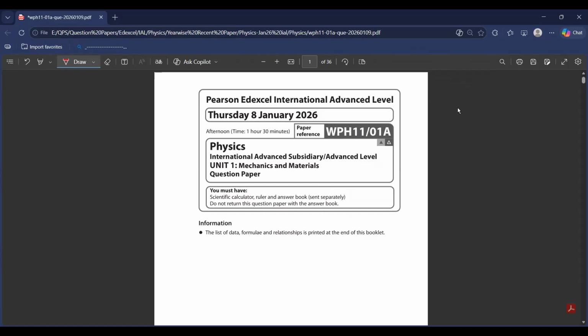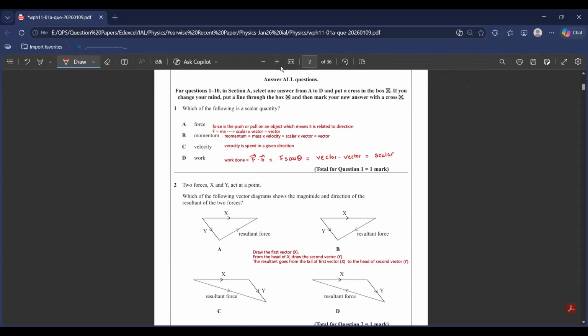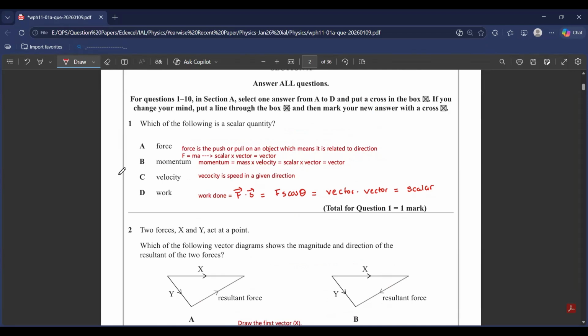We'll be solving January 2026 Physics Unit 1 today. And in part 1, I'll be only discussing the MCQs. So the first MCQ says, which of the following is a scalar quantity? Now we have 4 options.